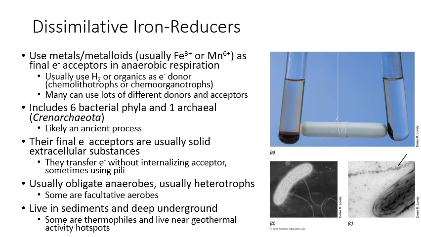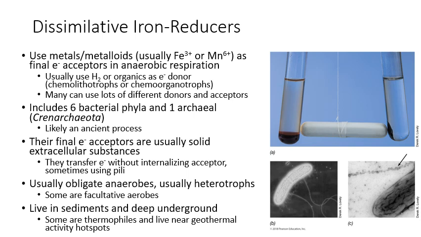If they're using molecular hydrogen, that makes them a chemolithotroph. If they're using an organic compound, that makes them a chemoorganotroph. And since they're always using some type of metal or metalloid as their final electron acceptor, that means they're doing anaerobic respiration. So they're pretty diverse, or flexible, in terms of what they can use. Most of the dissimilative iron reducers can use a range of different compounds as their electron acceptor and their electron donor. It just depends on what's available in their environment.